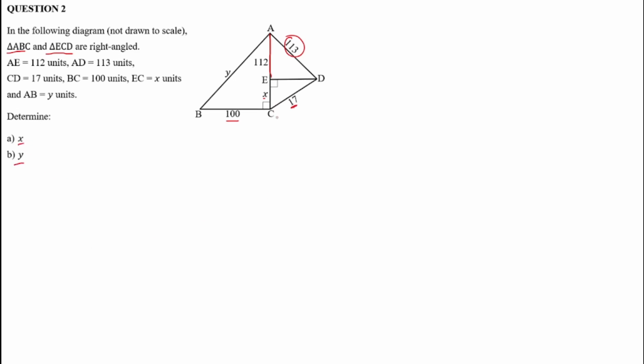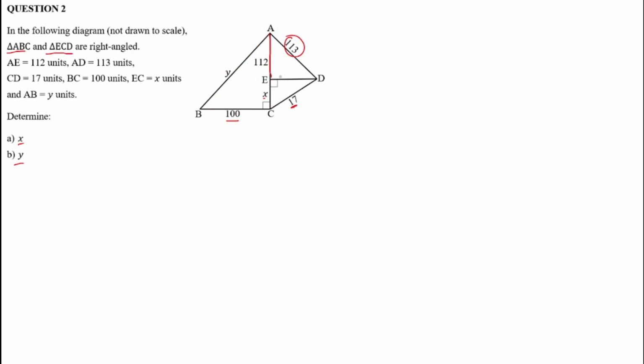Let's start with X. We're going to look at triangle AED, and then we can find ED there. After finding ED, we can use triangle ECD to find X. So we need to find ED first, and then after that we can find X. After finding X, we can add 112 and X to get the whole AC. And then using triangle ABC, we can find our AB, which is Y. Okay, let's do those steps.